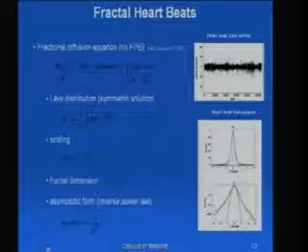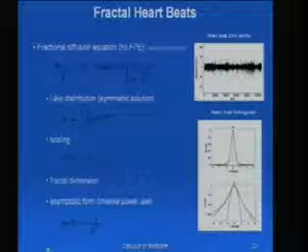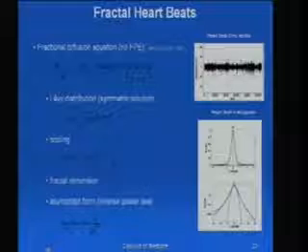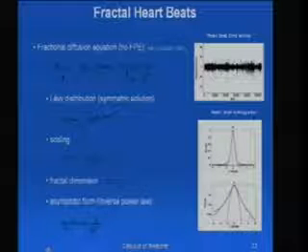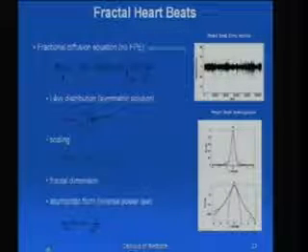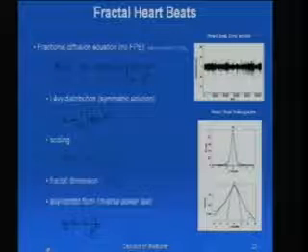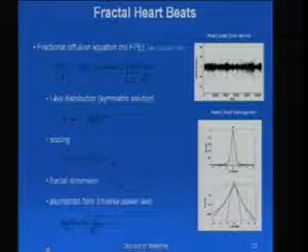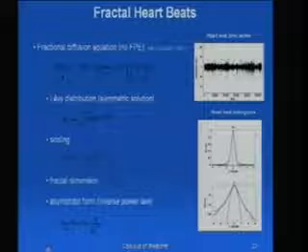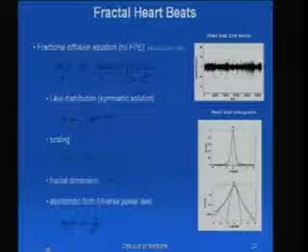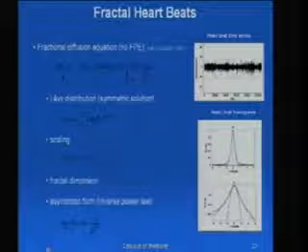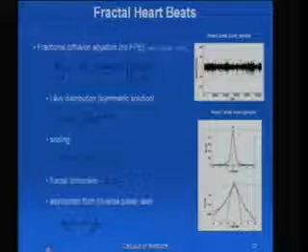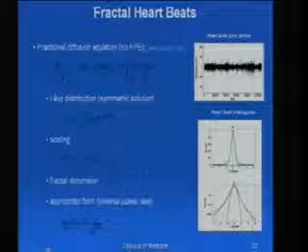Now these are fractal heartbeats. As I said, if a heartbeat is fractal, then the normal dynamical equations won't describe that kind of behavior. And so we developed a kind of fractional diffusion equation. This is the probability density, and this is the probability of having an interval of size x at time t, and this is its equation of evolution. And these are what the data look like, the raw data.